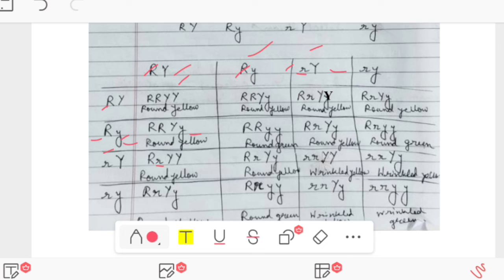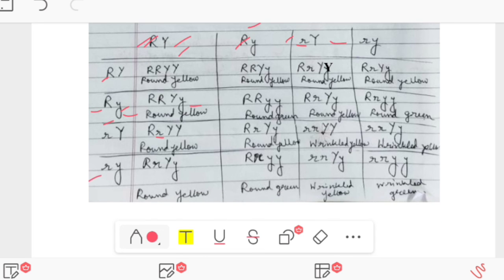Next, see, ry with RY, so it is round yellow. ry with Ry, so it is round green. ry with rY, it is wrinkled yellow. Why wrinkled yellow? See, small r is present, capital R is not present, that's why it is not round. It is small r, capital Y, so it is wrinkled yellow. And the last one is ry with ry, all the small letters are there, that's why it is wrinkled and green, no round and yellow is present here.